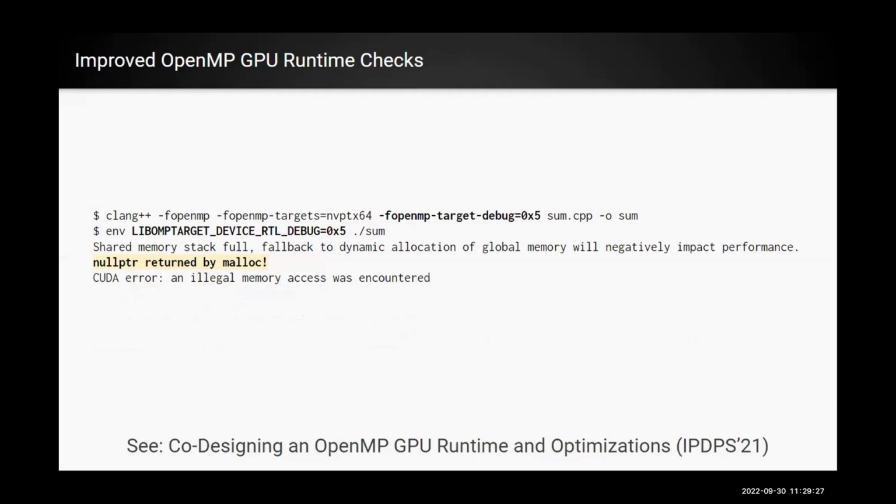And then there's this debug stuff, as I mentioned earlier. You get some cool stuff like, oh, malloc returned a null pointer, and afterwards your program crashed. So you actually have a good idea why it crashed. There's a couple of other debug flags, and we're adding more as we go. And if you have ideas, please reach out.